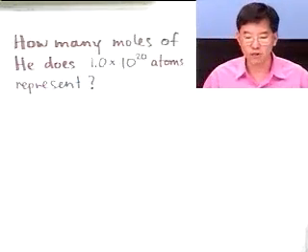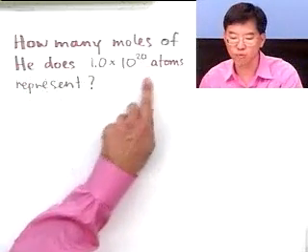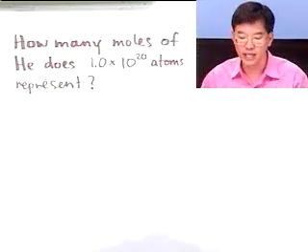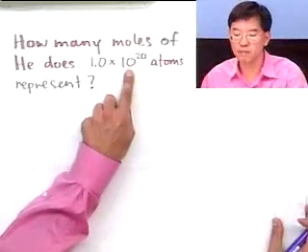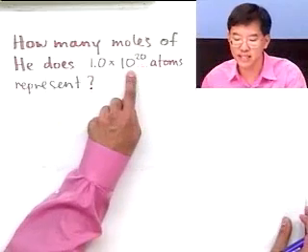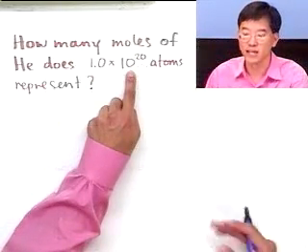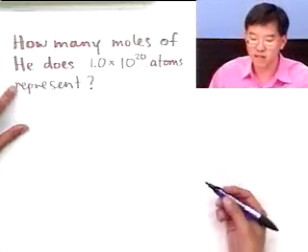And let's see how they work. We can ask the question, how many moles of helium does 1.0 times 10 to the 20th atoms represent? Now, this is a very big number of atoms, but we'll recognize immediately that this number is less than Avogadro's number, so the number of moles of helium is going to be less than 1. We have some fraction of 1 mole.